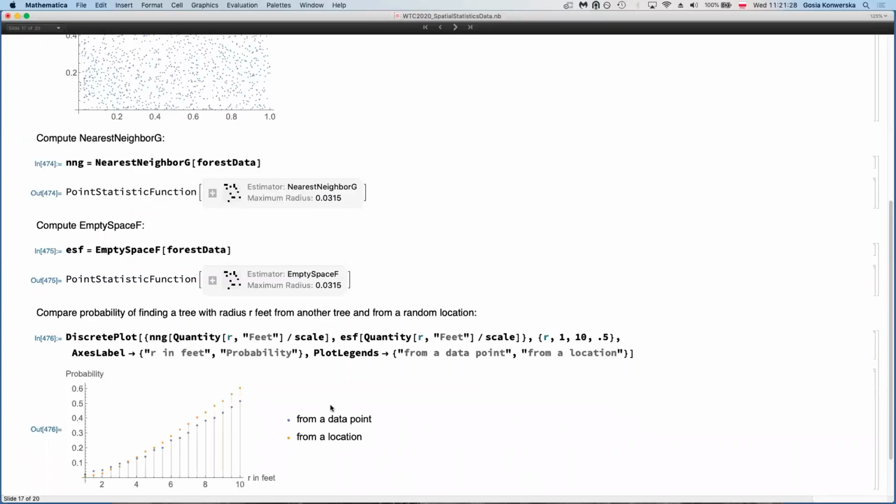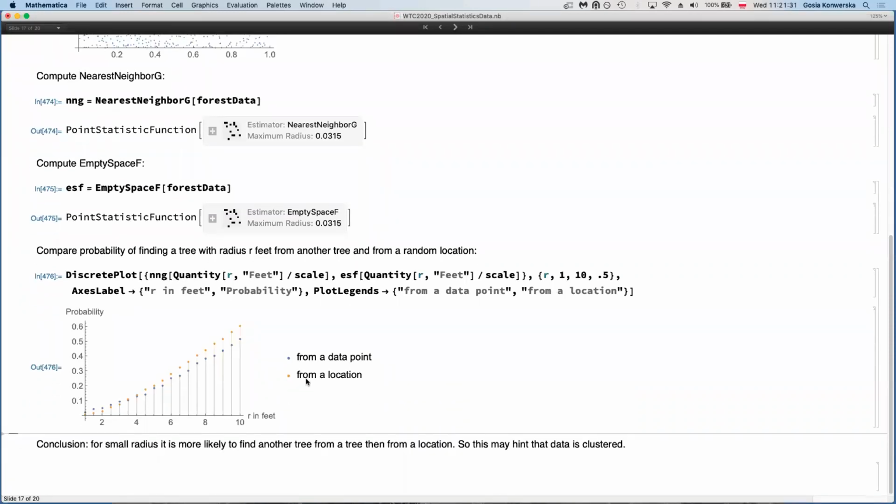And as you see, this point statistic here is computed without any radius. And so this is a pre-computed function. And then when I want to plot it here, the computation for each radius has to happen. And hence it takes a little bit of time to get the plot. And so what we see here is that the probability from a location is lower for small radii. So it's more likely to find another tree if you are a tree. So that may hint that basically we're looking at cluster data.